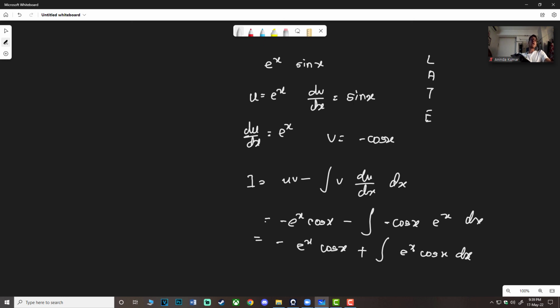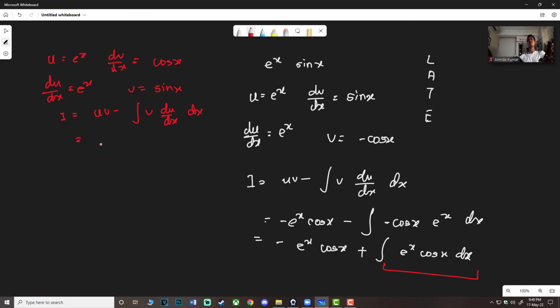Once again, for the second time, we have a situation where we have to apply integration by parts. So once again, we take our u as e to the power x and our dv/dx as cos x. So our du/dx equals e to the power x and our v equals sin x. Applying the formula again, we have uv minus the integration of v du/dx.